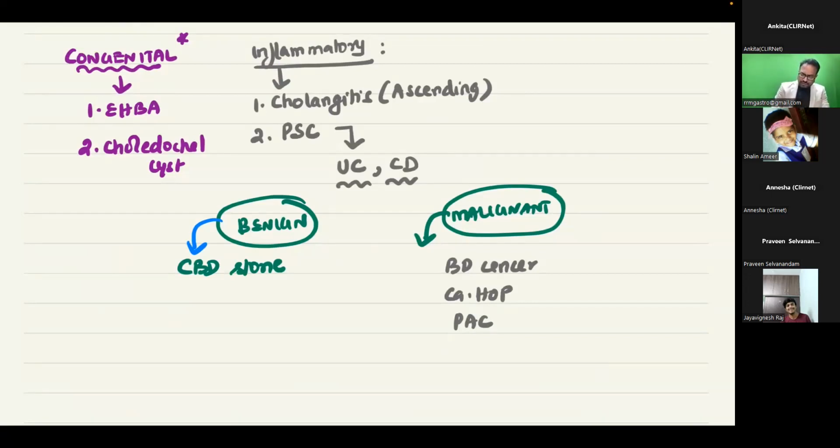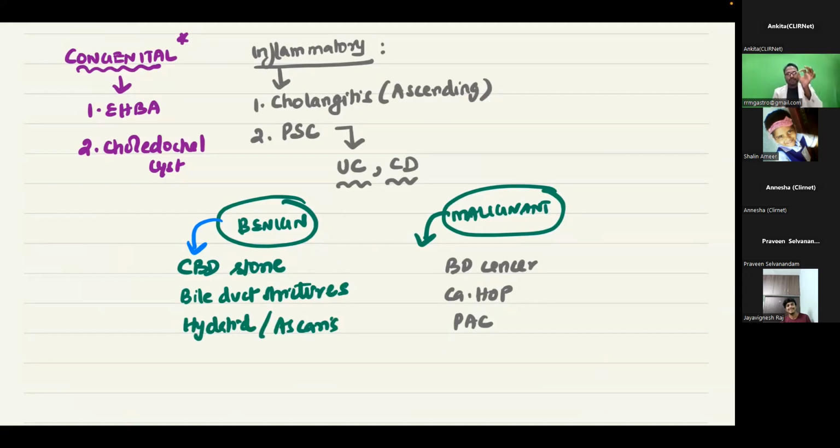Other benign causes are very rare. You can know bile duct stricture following a cholecystectomy. When we injure the bile duct, it can go on to stricture. Bile duct stricture is another benign cause. Any worms like hydatid or ascaris can cause obstruction of the lumen. Along the lumen, there is obstruction by hydatid or ascaris. That is another benign cause.